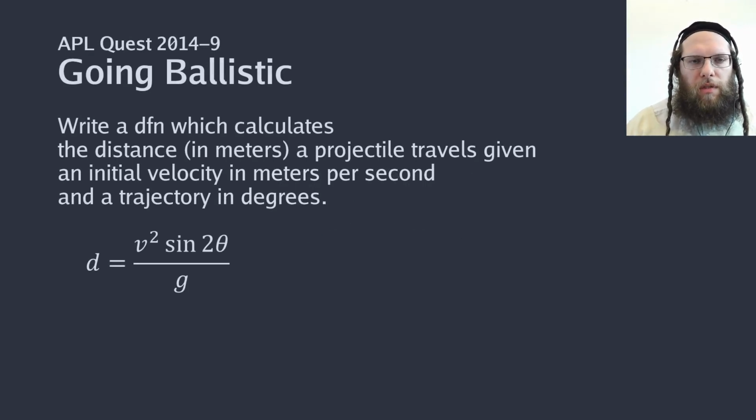Today's quest is the 9th from the 2014 round of the APL problem solving competition. We are computing how far an object reaches based on the angle at which it is thrown and how fast it is being thrown. Now that doesn't actually matter because we are given the formula ready to use. All we need to do is translate that to APL.